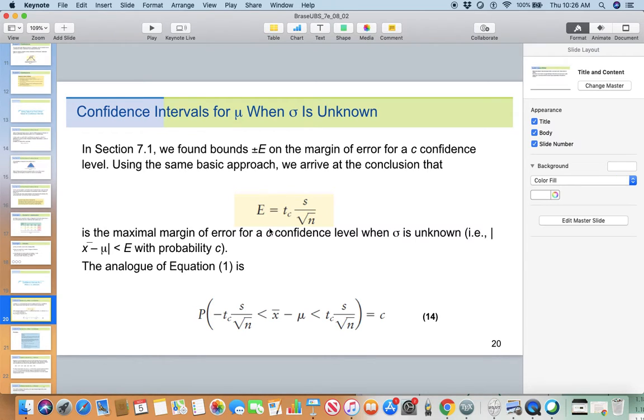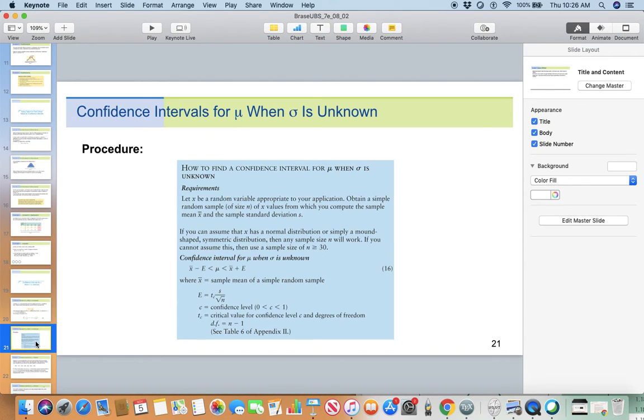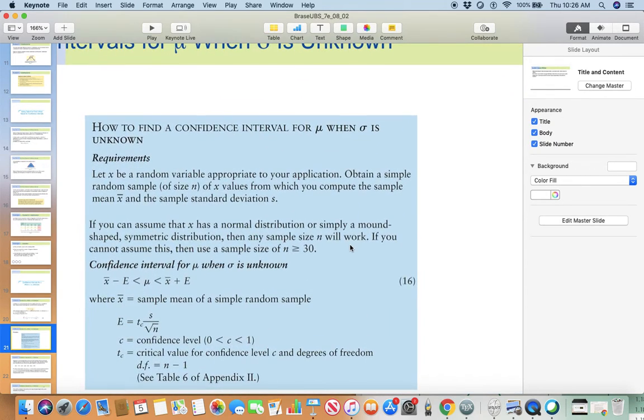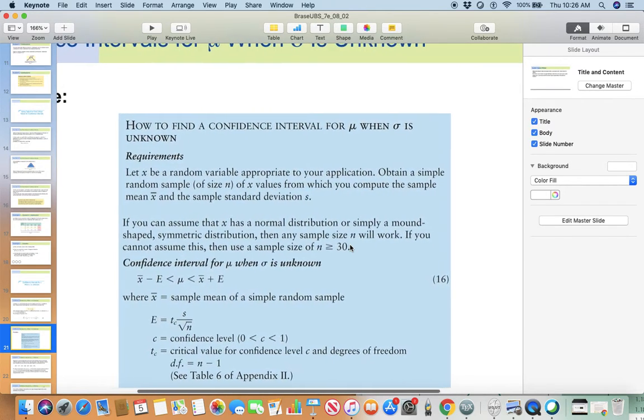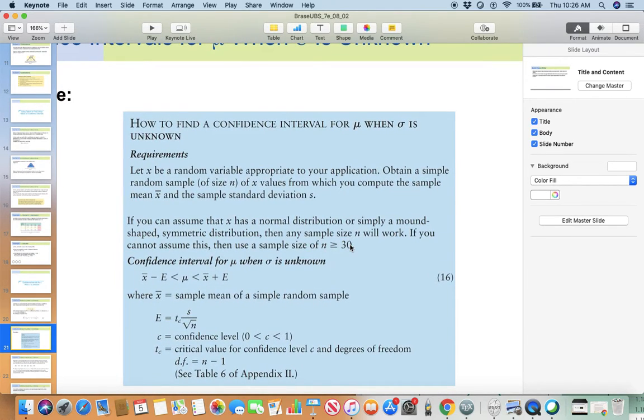All right. So this is the maximal margin of error for a C confidence level when sigma is unknown. So the analog of the equation is, this is your negative E, that's your positive E. The margin of error should be like this, right? x bar minus mu should be bounded by these two values, and that probability should be C. In other words, we have essentially found an approach to build the confidence interval.